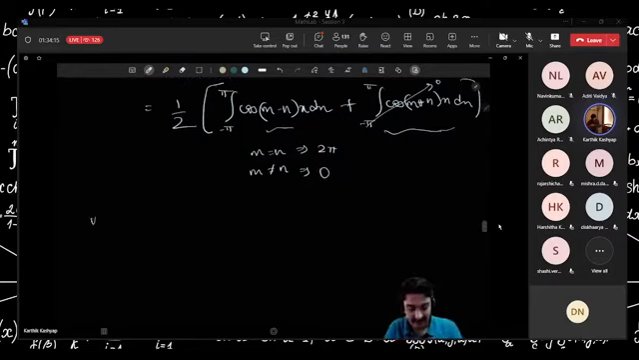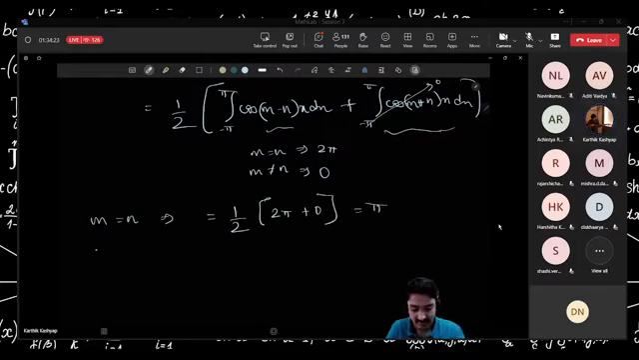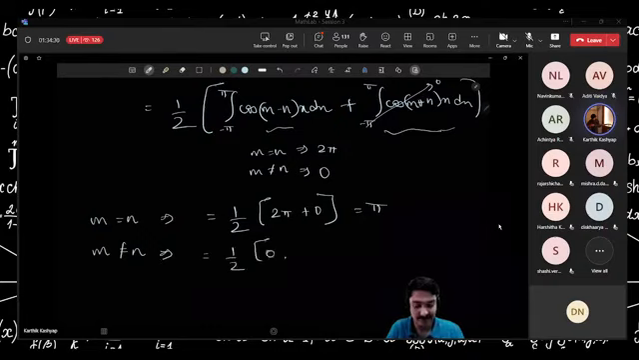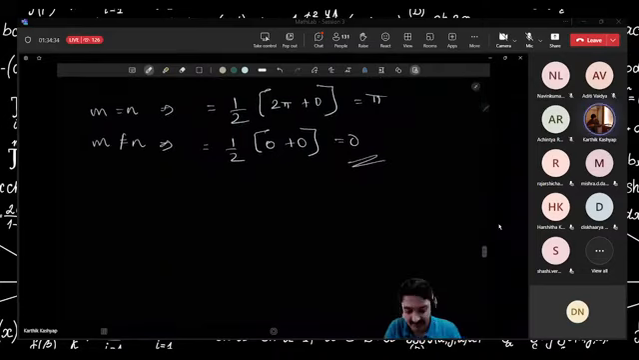So if m equal to n, this integral turns out to be 1 by 2 of 2 pi plus 0, which is equal to pi. And if m not equal to n, this happens to be equal to 1 by 2 of 0 plus 0, which is equal to 0 again. So this is this property.